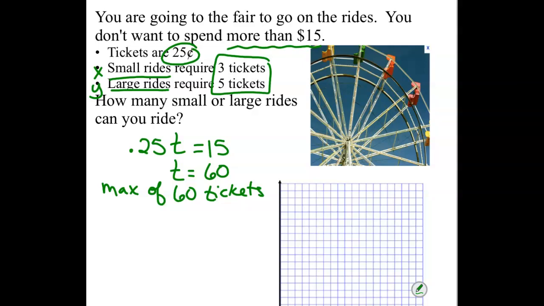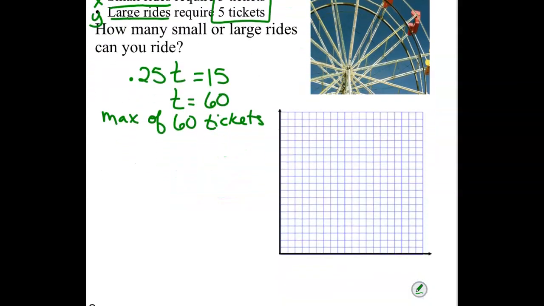All right, let's look at how many tickets are required for each ride. For each one of my small rides, I need 3 tickets. For each of my larger rides, I need 5. So 3x represents the number of tickets I would spend on the small rides. 5y represents the number of tickets I'd spend on the larger rides. Together, my total number of tickets can't be over 60. That's the maximum I was allowed to buy with my $15.